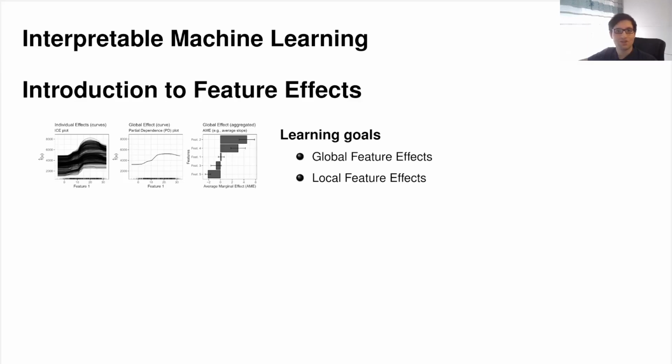Hi, in this chapter we will introduce feature effects. We start explaining the term global feature effects using the linear regression model as a starting example, and then motivate why, especially in machine learning, we are also interested in local feature effects. In the subsequent chapters, we will also introduce specific methods for visualizing global and local feature effects.